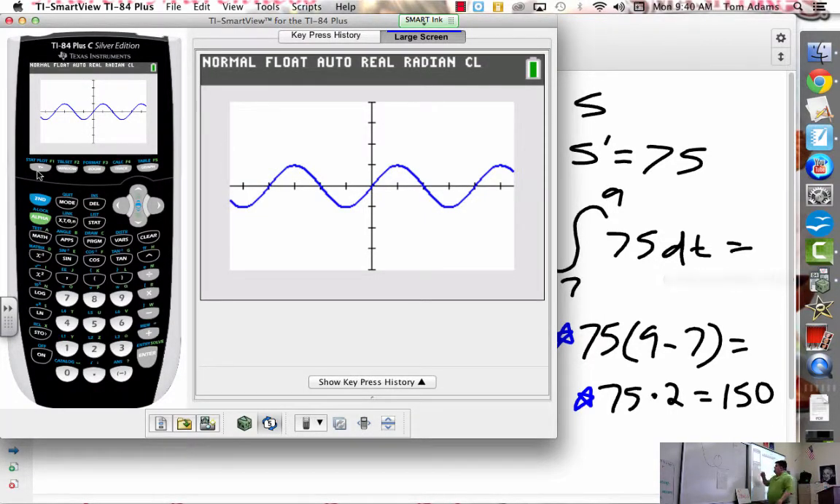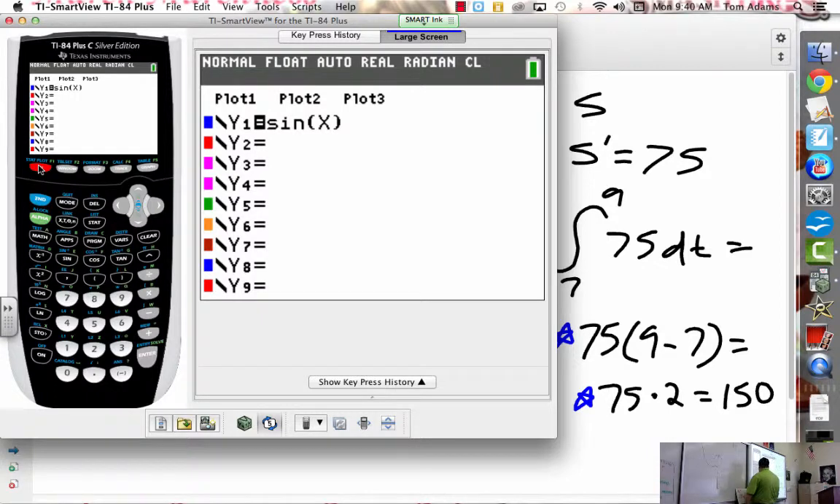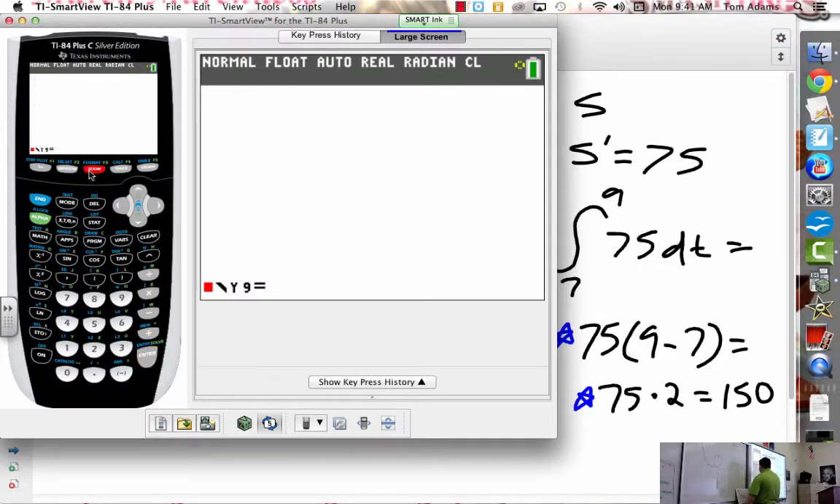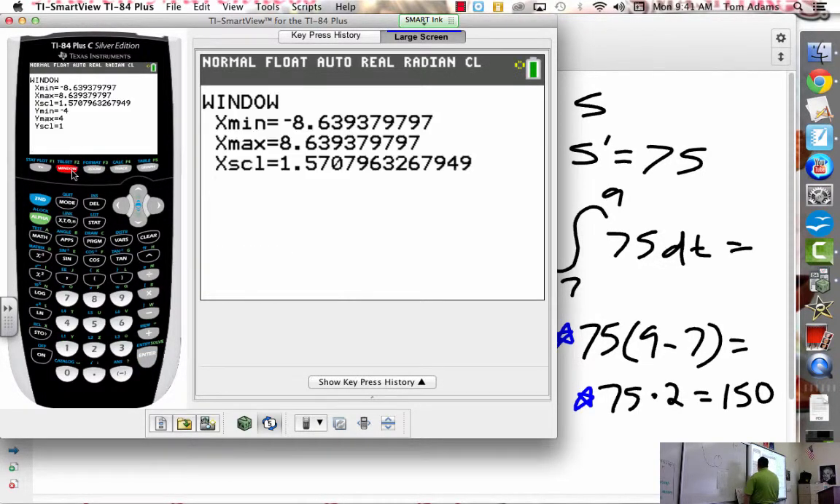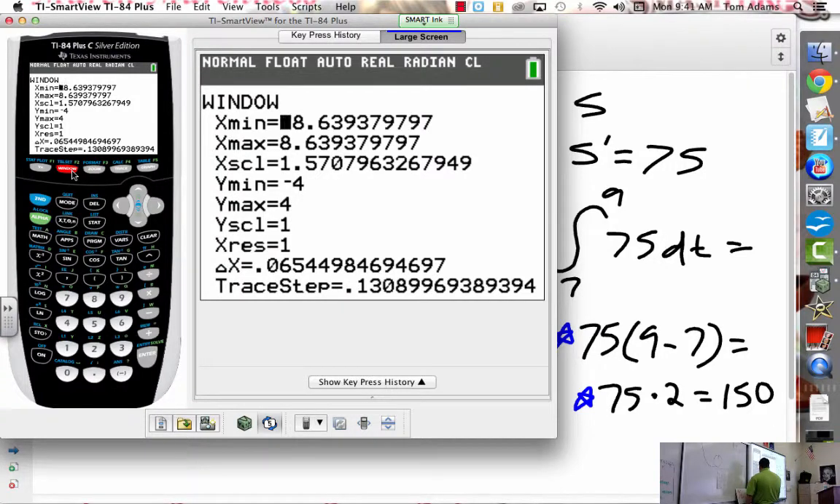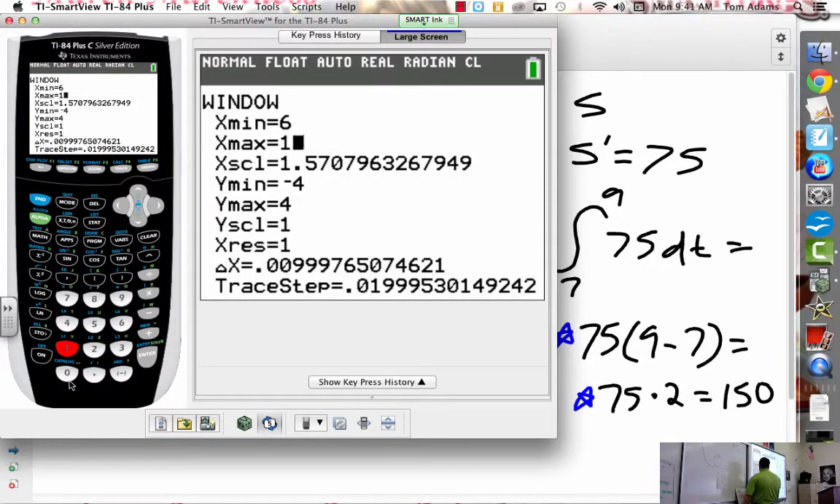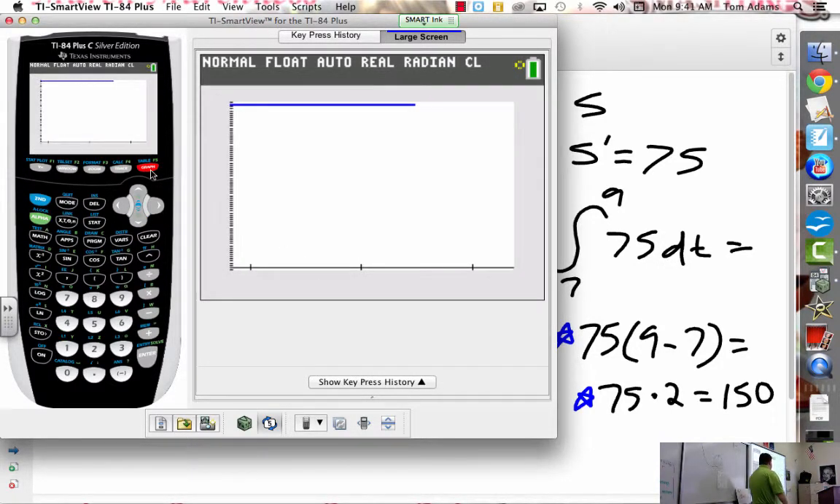Now, my function is just 75, right? So I would just graph 75. Now, I have to change the zoom a little bit and adjust my window. My x value is from 7 to 9, so let's just do from 6 to 10. And then my y value, let's do -1 to 76. All right. So now if I graph this, I'm going to get a little teeny tiny line. And did I do 6 to 10? Yeah.